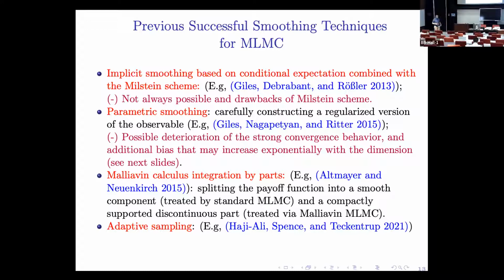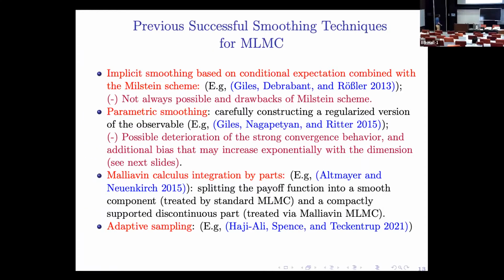Another way is to use Malliavin calculus. So you can split the payoff into two contributions, one that is smooth and the other that is discontinuous. And then you apply different techniques. For the smooth one, you apply the standard multi-level Monte Carlo, and for the second one, you apply what is called the multi-level Monte Carlo method with adaptive sampling. Another way is to use adaptive sampling also. This can help. Okay.